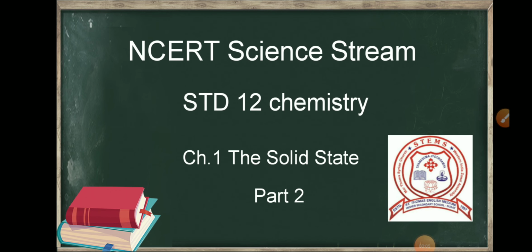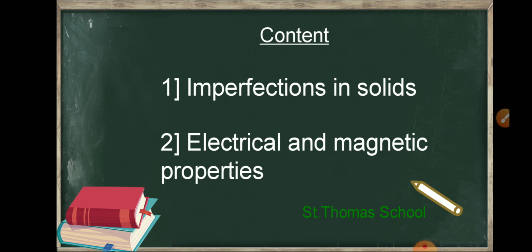Today we are going to start with a second lecture, the solid state. We have already completed some of the topics, that is characteristics of solids, types of crystalline solids, crystal lattice and unit cell, close packing and efficiency, and types of voids. Today we are going to conclude with these two points, that is imperfections in solids, electrical and magnetic properties. So by these two points we will conclude our chapter, that is solid state.